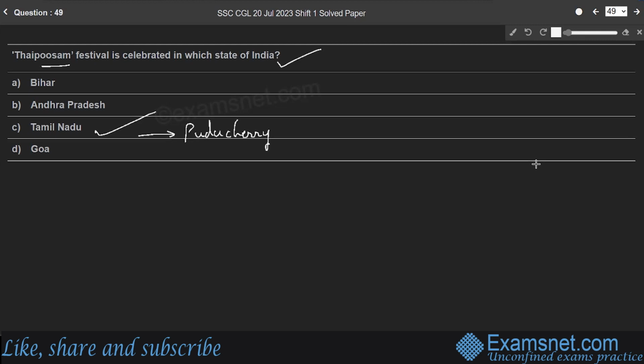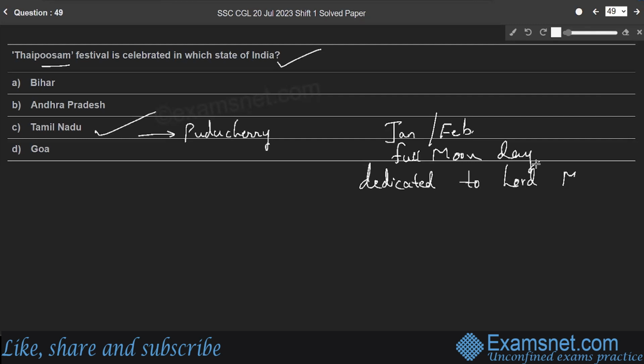The festival is typically observed in the Tamil month of Thai, which is January or February, on the day of full moon. Right? And it is dedicated to Lord Murugan, the Hindu god of war and victory.